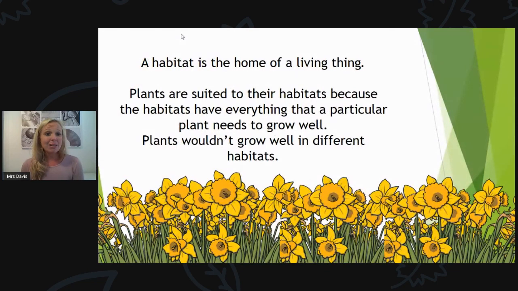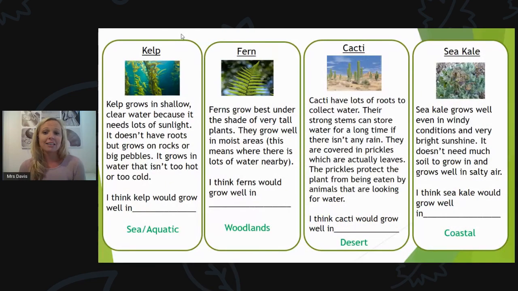Okay, so remember, guys, a habitat is a home of living thing. Okay, and that's plants, animals, humans, any living thing. Plants are suited to their habitats because the habitats have everything that that particular plant needs to grow well. Plants wouldn't grow well in different habitats. Don't think you would find a lot of cacti in the sea. And I don't think you would find a lot of ferns or sea kale in the desert. Okay, they wouldn't grow very well there at all.